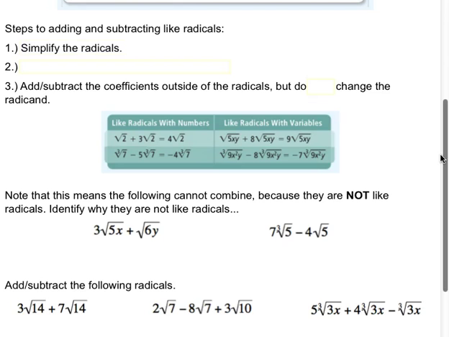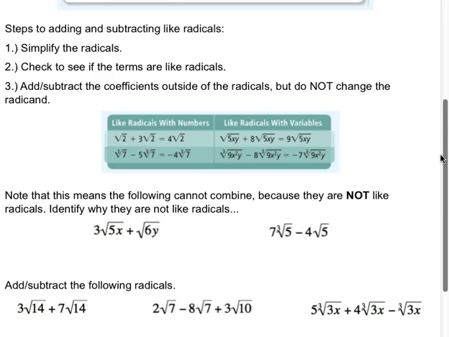So, steps to adding and subtracting radicals. First, if you can simplify the radical, you need to do so. So simplify first, then check to see if the terms make like radicals. Now, one little rule: add or subtract the coefficient that's outside the radical, but do not change inside the radical.